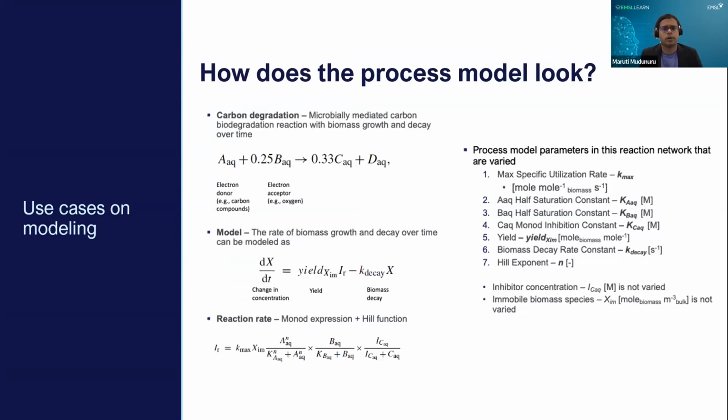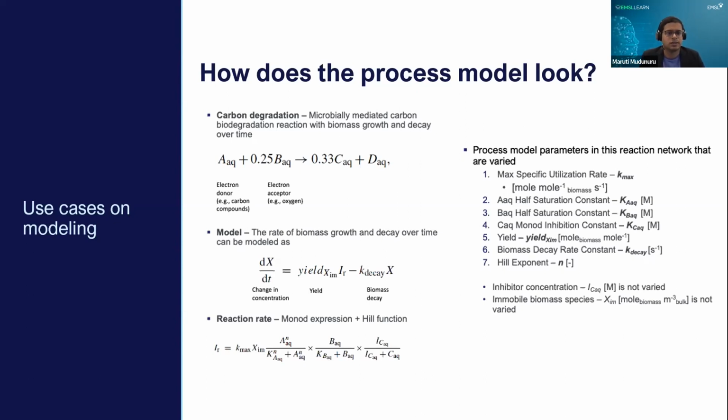Going into the model, as this is a model data integration talk, what is a process model for a simple carbon degradation look? You have a simple A plus B reaction giving C and D, where A is an electron donor and B is an electron acceptor. This may be representative of microbially mediated carbon degradation models with biomass growth and decay over time.